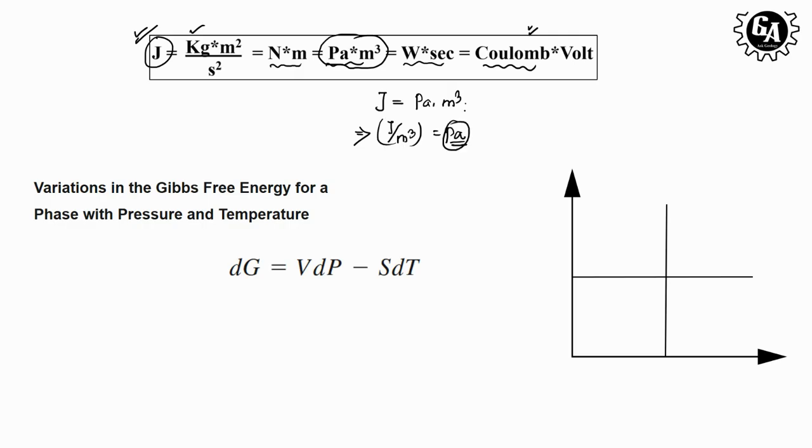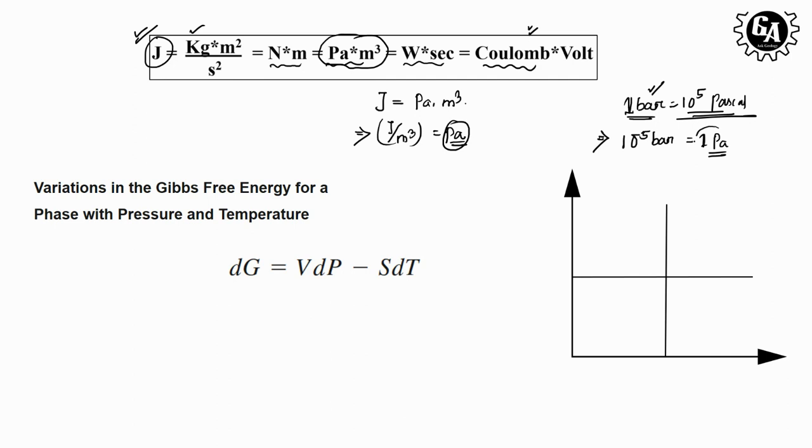Simple. And all of you know that 1 bar is equal to 10 to the power 5 Pascal. In this question, it is asking in bar. So 1 bar is equal to 10 to the power 5 Pascal, which means 10 to the power minus 5 bar is equal to 1 Pascal.